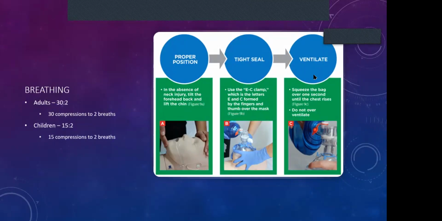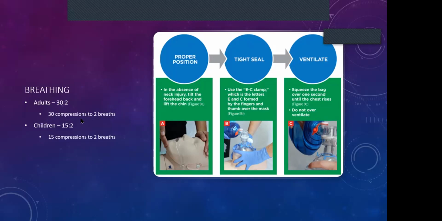To ventilate, you squeeze the bag over 1 second until the chest rises. Do not overventilate; don't push as much pressure inside, as you may cause a pneumothorax. The important thing to remember in adults is 30 to 2: 30 compressions and then 2 breaths. When the breaths are going in, there are no compressions, because you won't be able to get air into the lung. For children, it's 15 to 2.